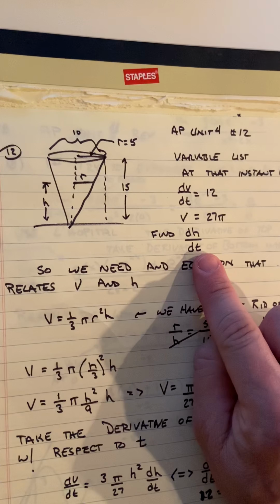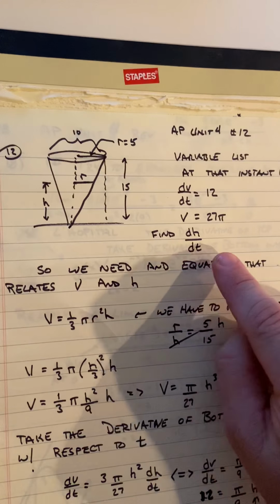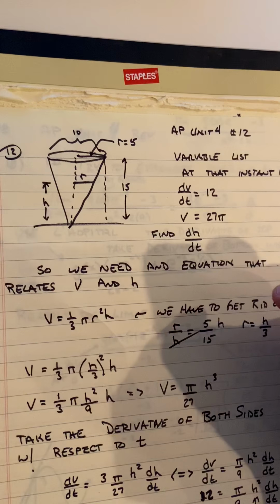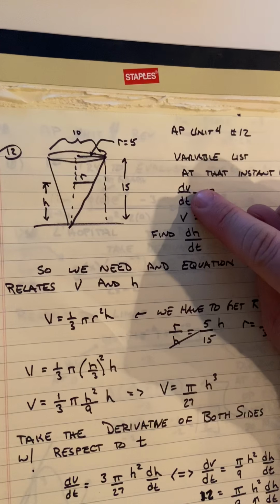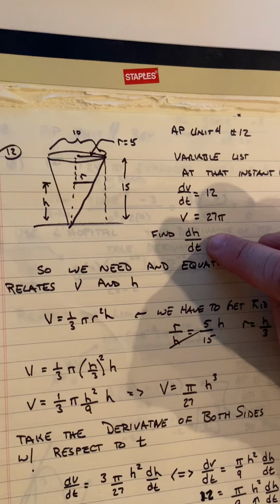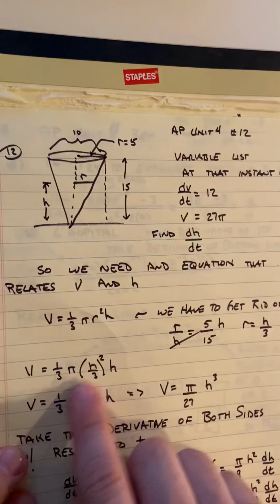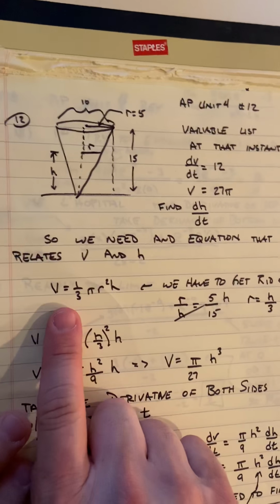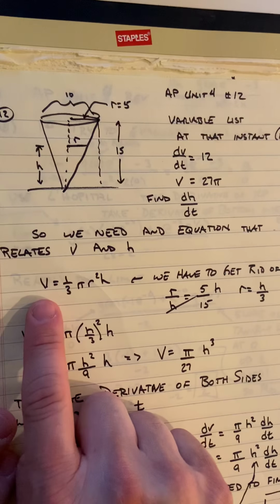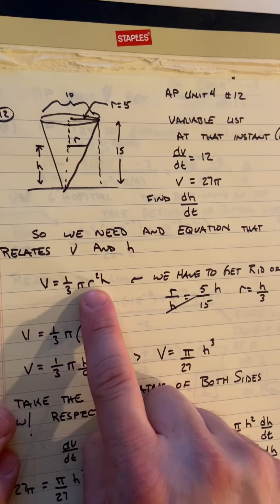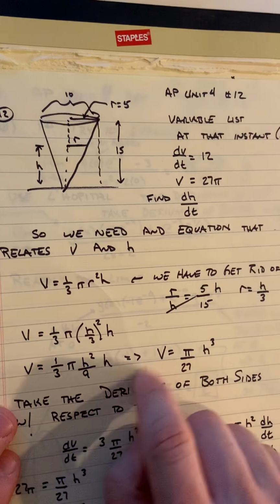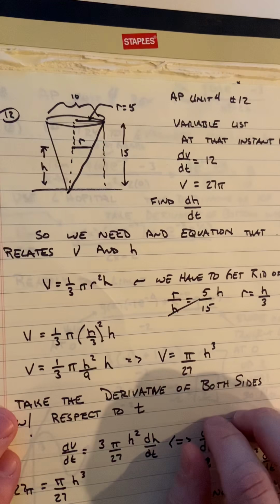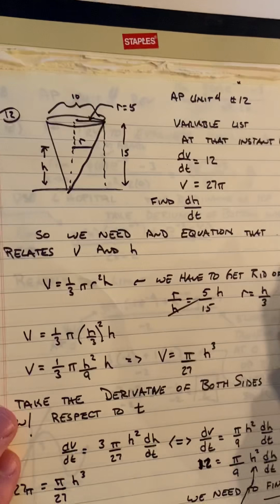Notice that there's no r's. Since there's no r's, we're going to have to remove that from our equation somehow. We need to write an equation that relates dV dt to dH dt, so we need an equation with just h's and v's. So I can substitute in that r and get it out of there. We've got to get rid of r. We do it with similar triangles.